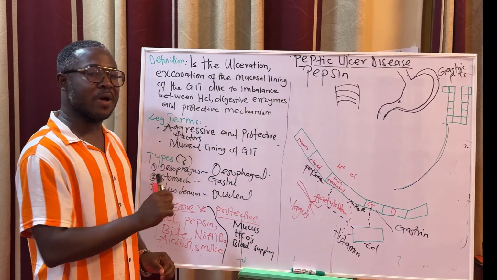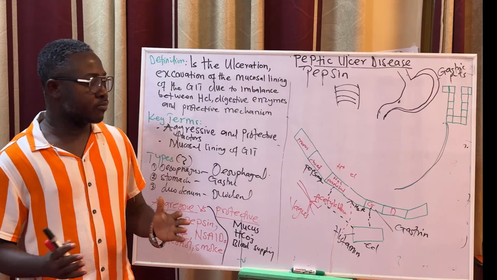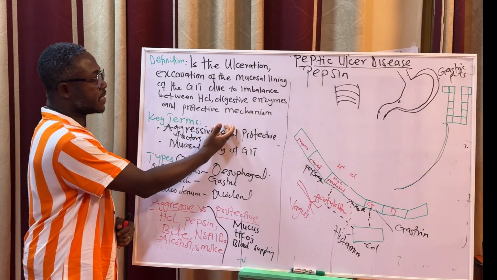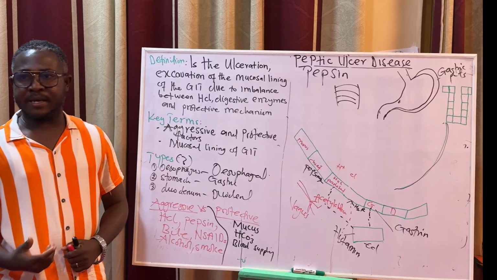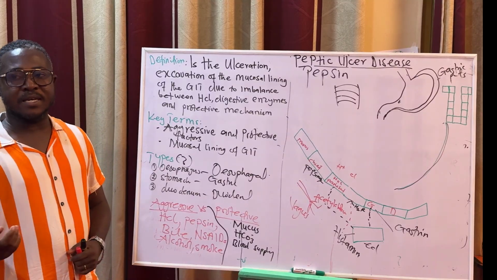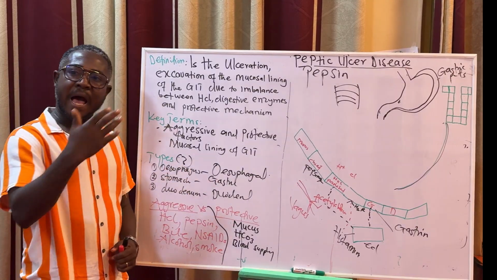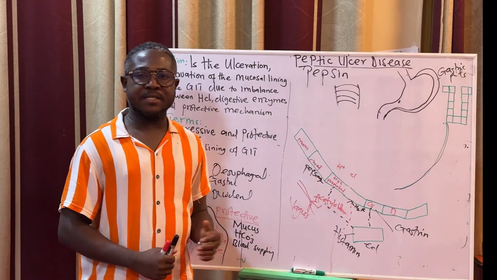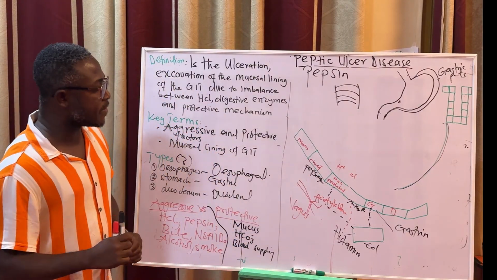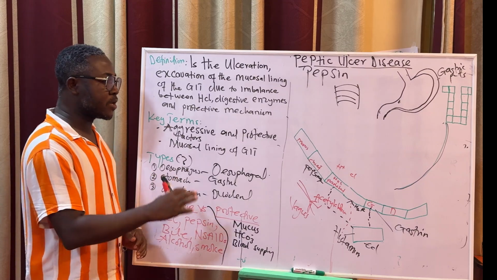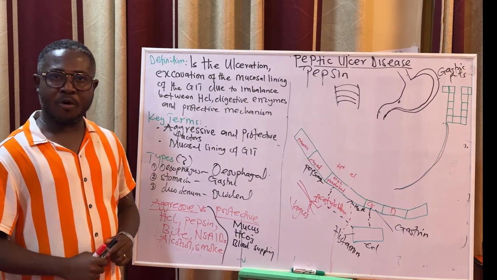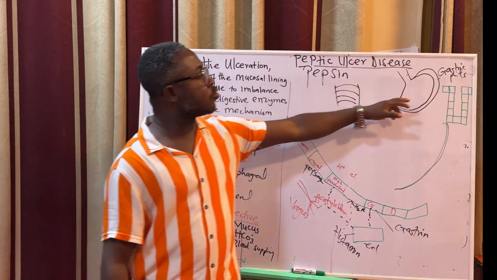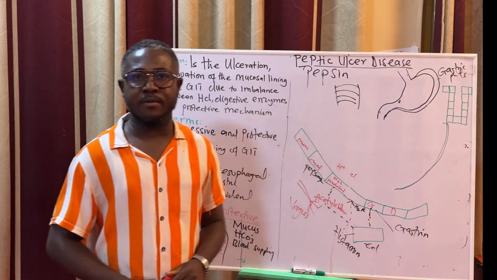Now let's try to understand the regulation. So remember I said that when there's an imbalance between the protective factors and the digestive enzyme, that is when we have the peptic ulcer disease. So now let's try to understand how the body tries to regulate the acid production. One of the ways in which the body tries to regulate the production of acid is through the mucous cells, which are found on top of the gastric pit.